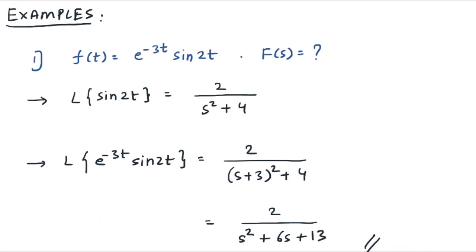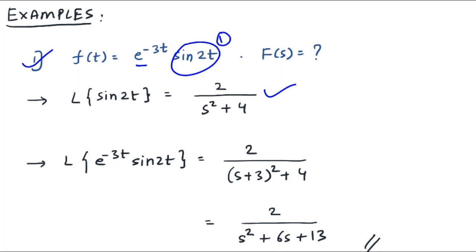Let us see some examples on the shifting property. The very first question is f of t is given as e raised to minus 3t into sine 2t. Find the Laplace of this function. Actually this question is easy. First we have to find the Laplace of sine 2t, which is 2 upon s square plus 2 square, right?